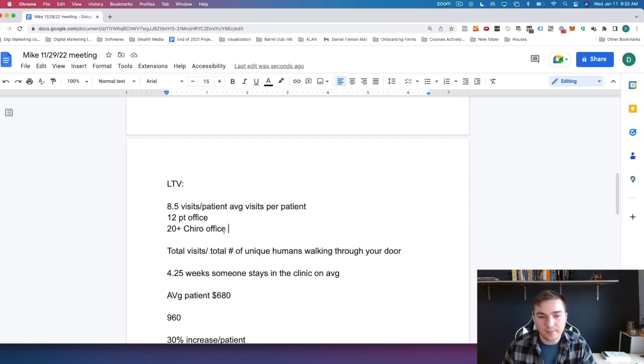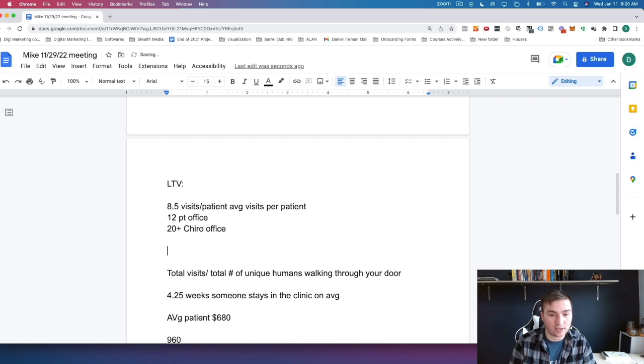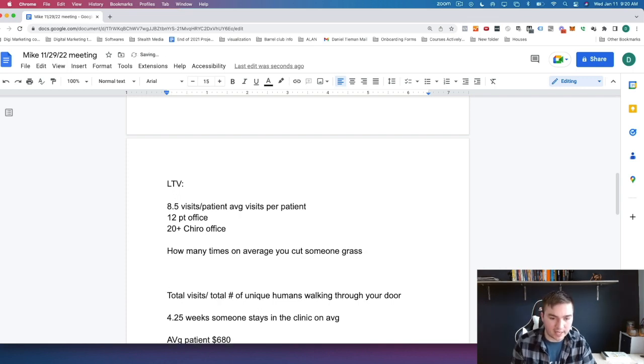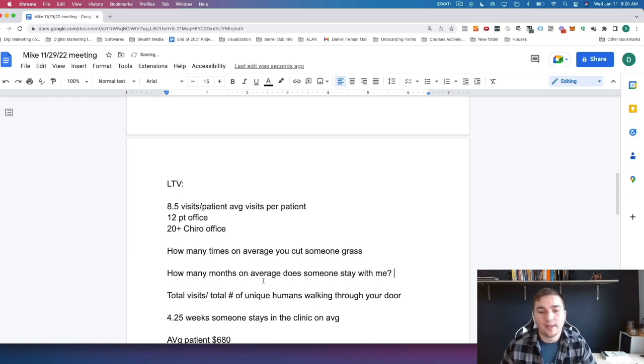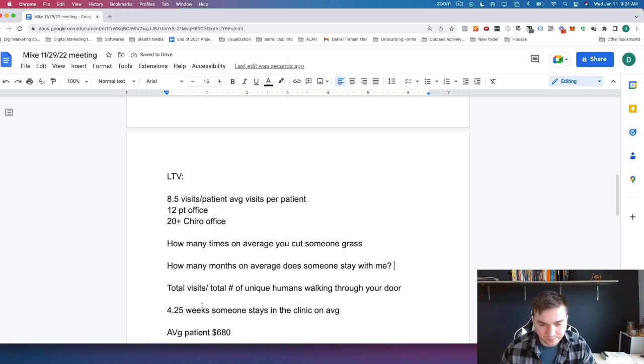With that said, if you're a lawn mowing service, you should know how many times on average you cut someone's grass, right? How many mows do you get per client? That's the metric I would track. If I was an agency, how many months on average does someone stay with me, right? So that's what that comes out to be.